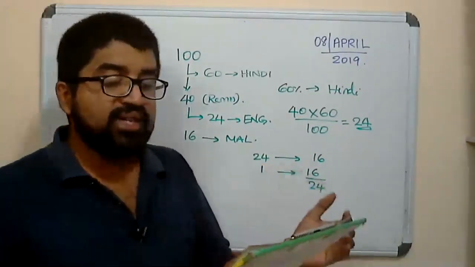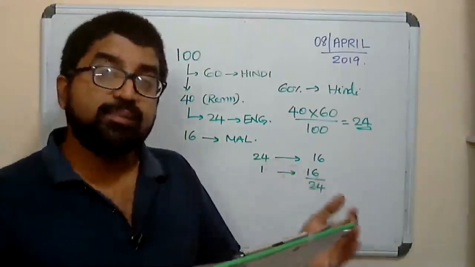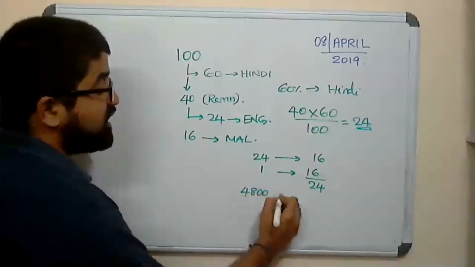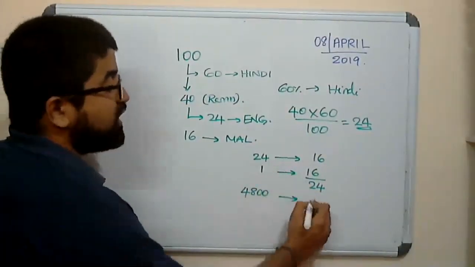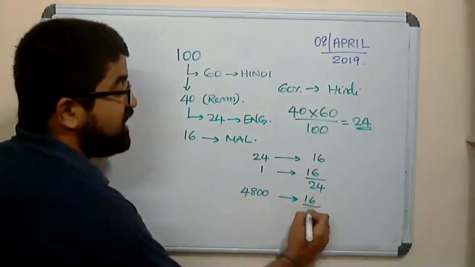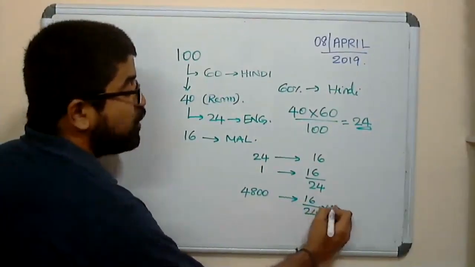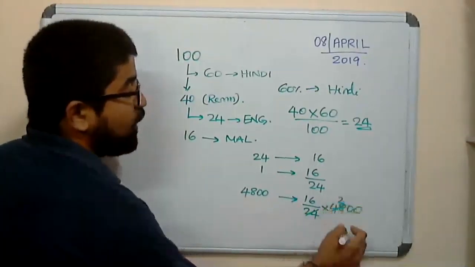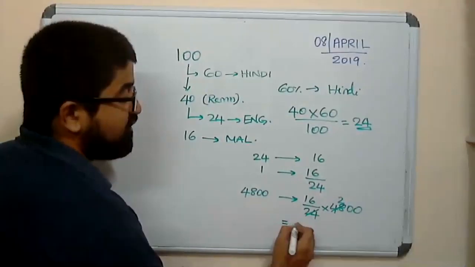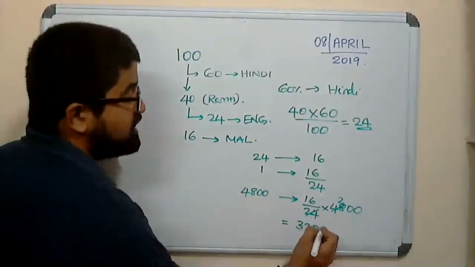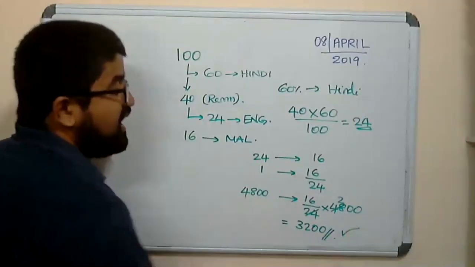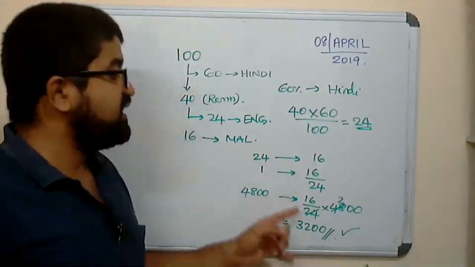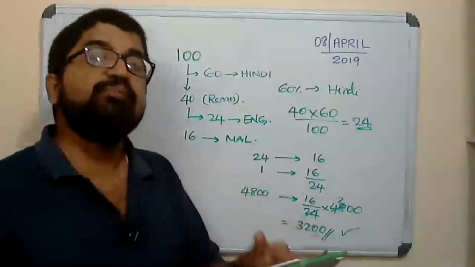But in the question, it is given that there are 4,800 books in English. So it's not one English book, it corresponds to 4,800 books in English. If so, the number of Malayalam books will be 16 upon 24 into 4,800. 24 and 48 will go twice. So 200 into 16, the value comes to 3200. So I can conclude that had there been 4,800 English books, then 3,200 Malayalam books will be there.